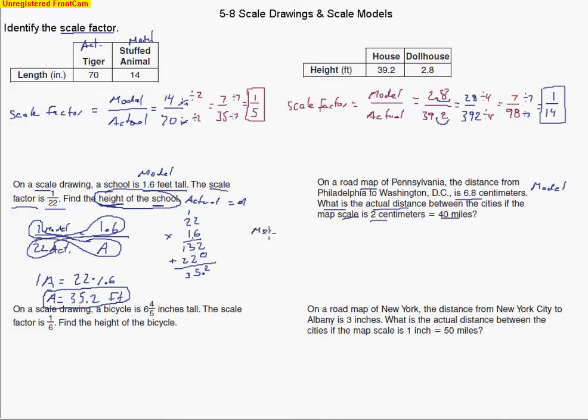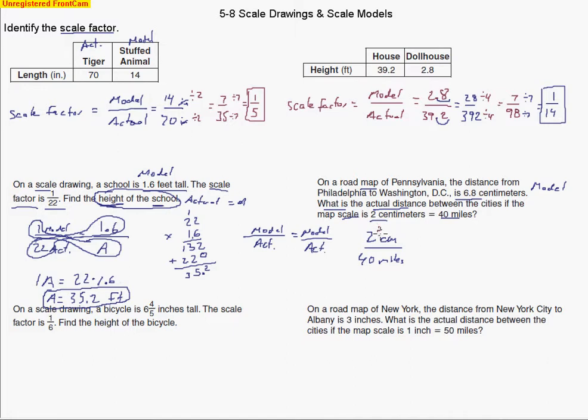Again, it's just going to go this way. Model over actual equals the model over the actual. And so let's start with the first one here, the scale factor, 2 centimeters to 40 miles. Now, before I go much further, I can reduce this. If you can reduce the fraction this way, you can't cross cancel because we're not multiplying. But if you can reduce the fraction vertically, then go ahead and do so. It makes the problem easier at the end.